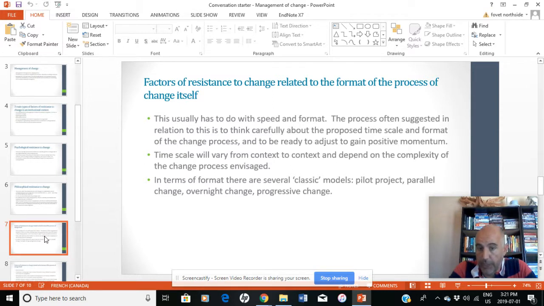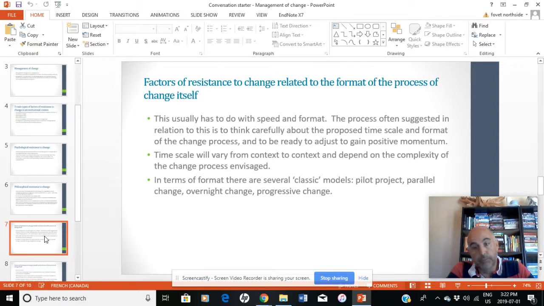In terms of format of change, you've got some classic models, which I've listed: pilot project, parallel change, overnight change, progressive change. Pilot project, I think, is self-explanatory. You are starting with a project and you're growing from there. Parallel change could be, for example, when you're applying your change to certain grades but not others, or a section of your school but not the others, and then you're hoping that you reap the benefits from that first phase of change, and then you use that as a motivator for the second phase.